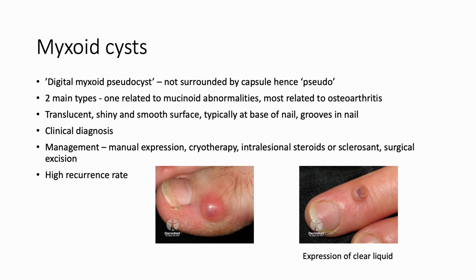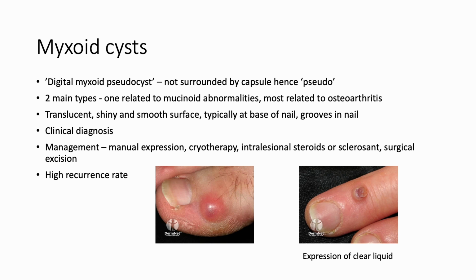The second type is related to focal mucinosis, a condition characterized by increased deposits of mucins in the skin. Clinically, they appear as translucent and shiny surface lesions at the base of the nail, and you occasionally may be able to express clear or blood-stained fluid from the cyst. They can be painful or painless. It is primarily a clinical diagnosis.